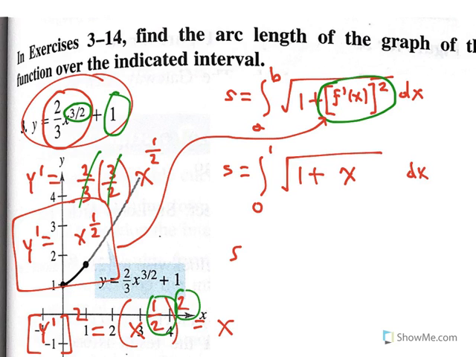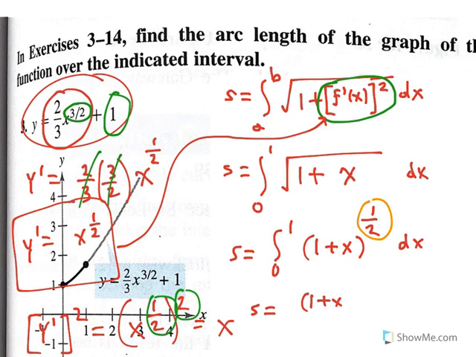So how do you integrate? You can write that as 1 plus x to the 1/2 power, and then you can use the power rule for integration. You would add 1 to the exponent and divide by the new exponent. So that would give you 1 plus x. 1/2 plus 1 is 3/2. Dividing by 3/2 will give you 2/3.